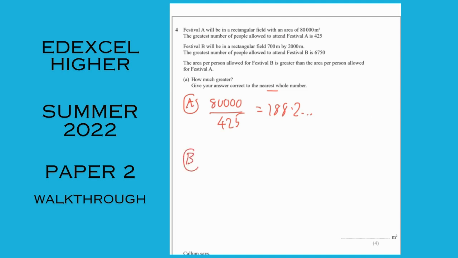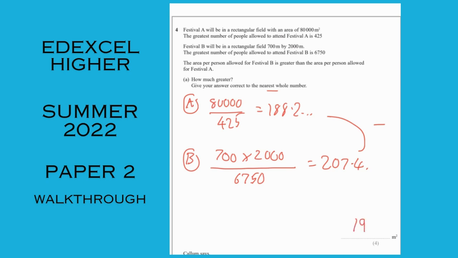Festival B doesn't give you the area, but it gives you the information to find it. So you could work out that first. I'll do it all in one go. And there are 6,750 people. And to 1 decimal place, that's 207.4, again goes on. If you take them away, I get 19.2. So nearest whole number is 19.